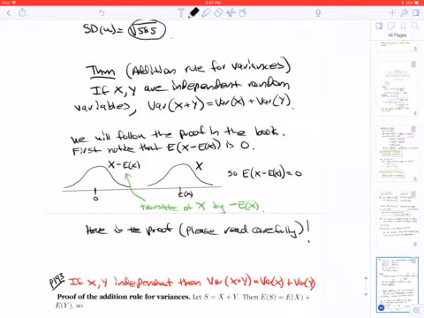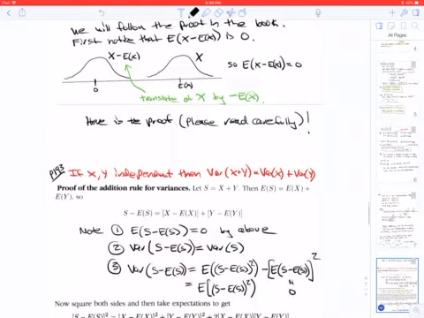And then here's a proof of the addition rule for variance. Essentially I told you to read the proof in the book. Just a couple of guiding remarks: if x is a random variable with expectation E of x, then x minus E of x is just a translation of that random variable to the left by E of x. So that'll clearly have center 0. So the expectation of x minus E of x is 0.